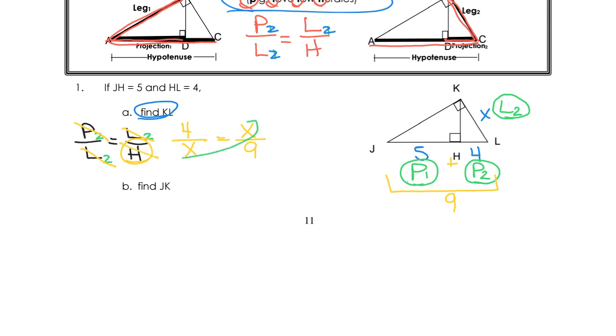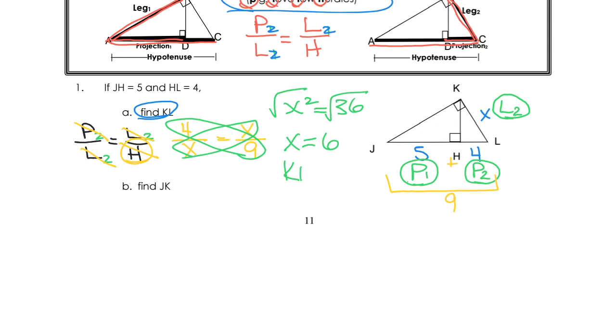We'll go ahead and cross multiply. X times X is X squared, equal to 4 times 9, which is 36. We'll take the square root of both sides, and X comes out to equal 6. And therefore, KL equals 6.